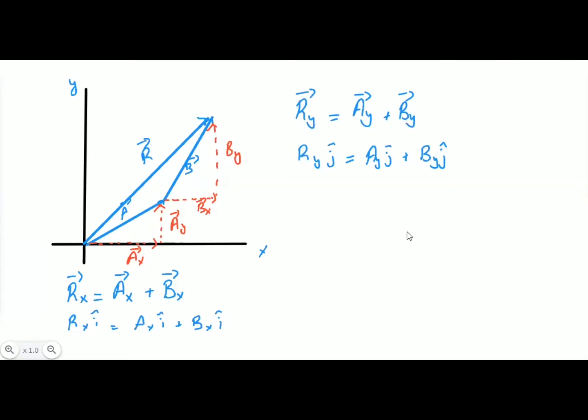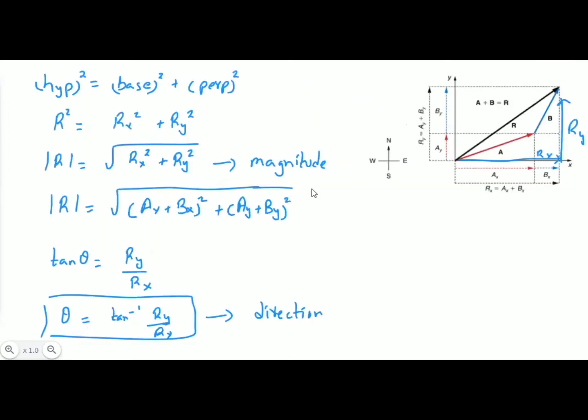और इसके बाद हमने क्या किया, हमने मैग्नीट्यूड को फाइंड आउट करने के लिए फॉर्मूला यूज किया, राइट एंगल ट्राइंगल बन गया और राइट एंगल ट्राइंगल से पाइथागोरस थ्योरम को अप्लाई किया और उसके बाद हमारे पास जो मैग्नीट्यूड है वो इक्वल हो गया आर एक्स स्क्वायर प्लस आर वाई स्क्वायर एंड द स्क्वायर रूट. और क्योंकि आर एक्स जो था वो इक्वल था ए एक्स प्लस बी एक्स के और आर वाई जो था वो इक्वल था ए वाई प्लस बी वाई के. तो इनकी वैल्यूज को हमने सब्स्टिट्यूट कर दिया, तो हम इस फॉर्मूला को यूज करते हुए रिजल्टेंट वेक्टर के मैग्नीट्यूड को कैलकुलेट कर सकते हैं.